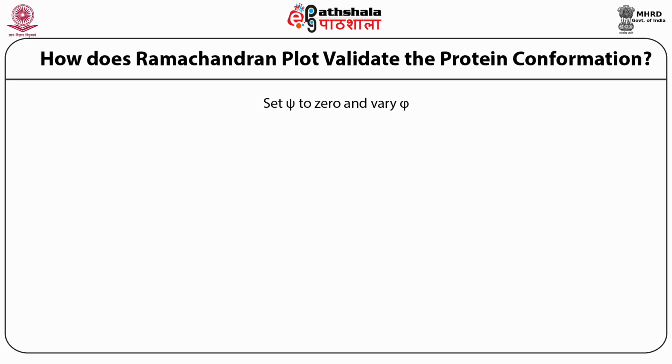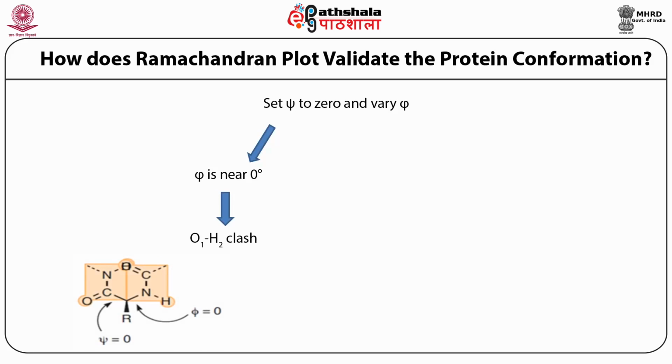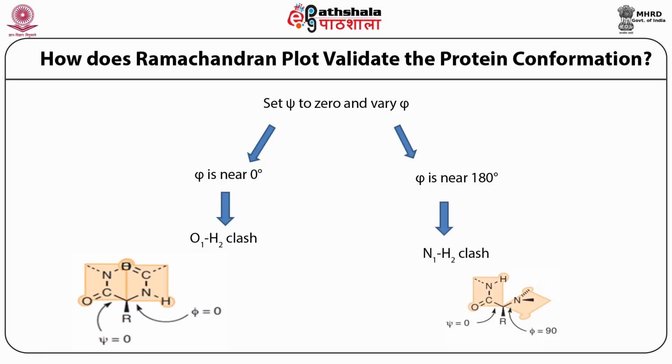There are two here. One, when phi is near 0, we see O1 H2 clash. When phi is near 180, we expect N1 H2 clash. So when both are 0, similar to phi psi, the other situation, here also we get OH clash. And when phi is near 180, you can see in the diagram very clearly the nitrogen of the next residue is interacting with the amide hydrogen of the previous residue. So this clash is happening.